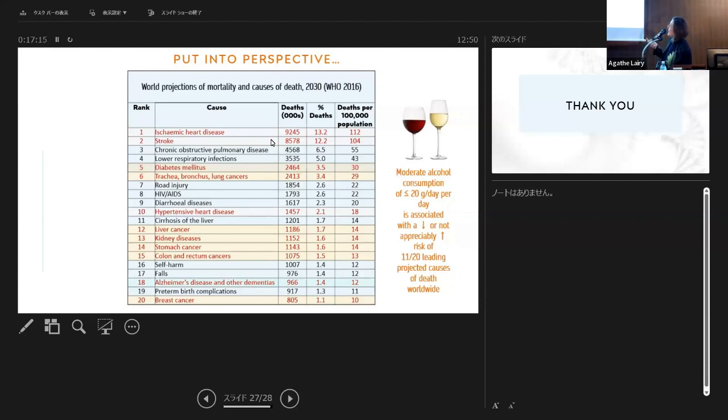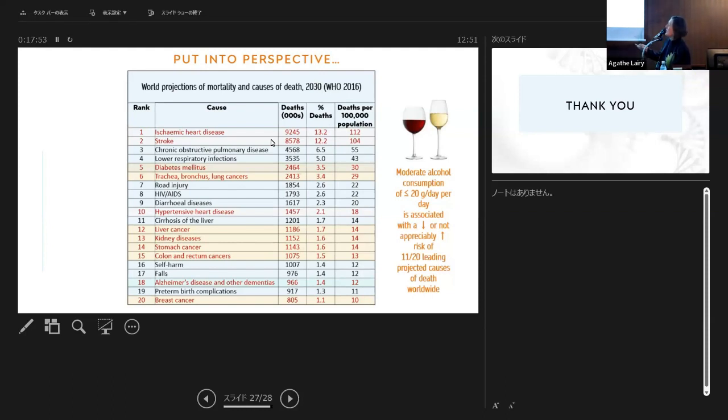But looking here, how important this is when we look at the world projections of mortality and causes of death for 2030. You know, ischemic heart disease is still going to be the primary cause of death. And we know that wine, beer, spirits, and sake have a positive effect in reducing this risk. With stroke, with diabetes, interestingly enough, alcohol consumption is not associated with a risk of trachea, bronchus, and lung cancers. That's something that's little put out there.